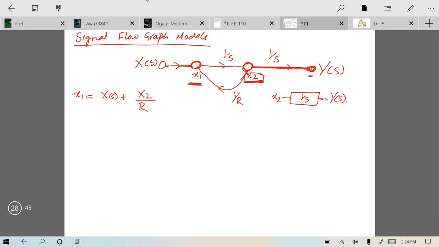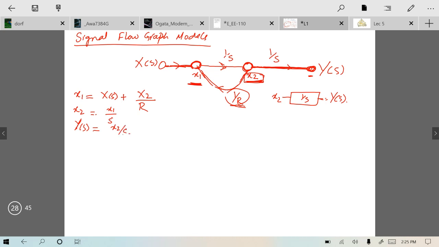Simple. X of s plus x2 over r. Similarly, if you want to write the equation for the x2 node variable, it would be x1 over s. This is x1 over s, and nothing else is coming over here. So x2 is simply x1 over s. And if you want to write the equation for y of s, then y of s is equal to x2 over s.